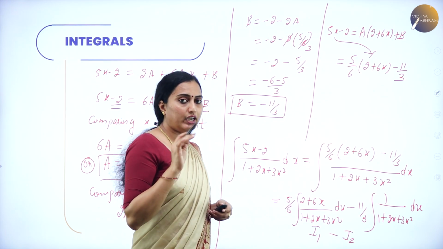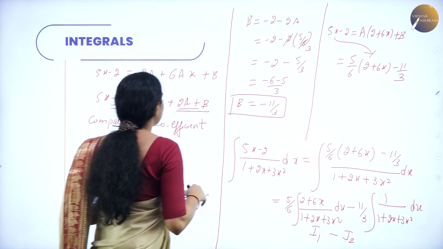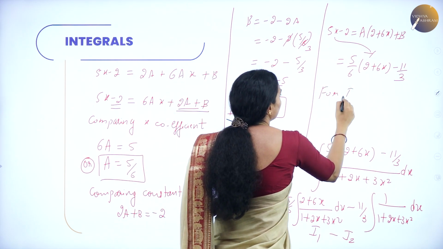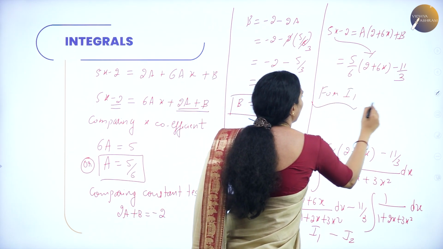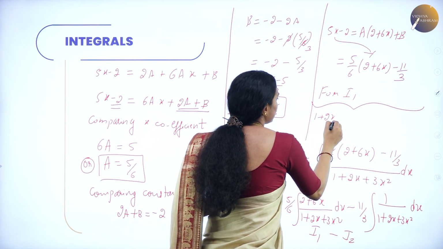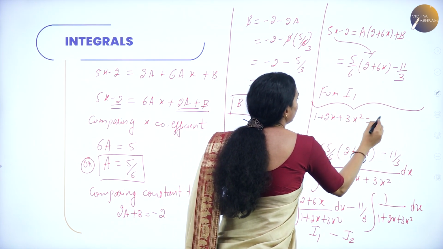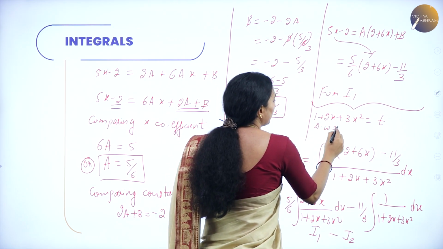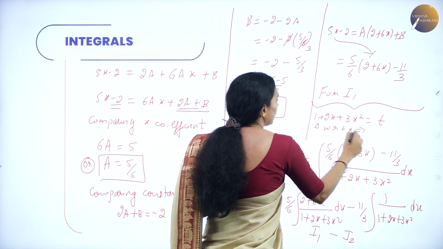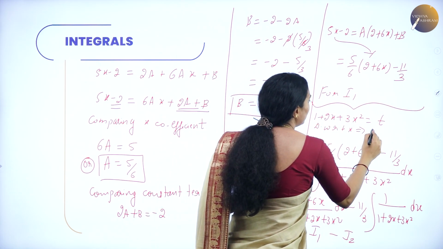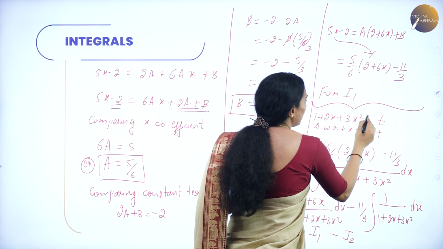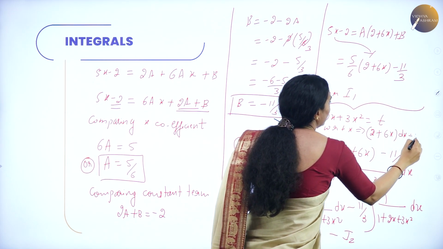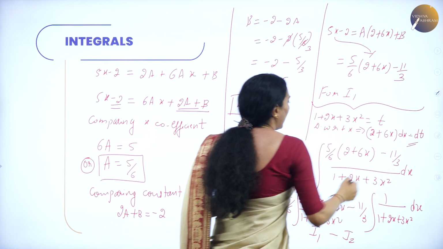Now I am finding I1. For I1, I am substituting: let 1 plus 2x plus 3x squared be equal to t. Now differentiating this with respect to x, you get 2 from 2x, plus 3x squared differentiates to 6x, into dx equals dt. Now substituting that in I1.